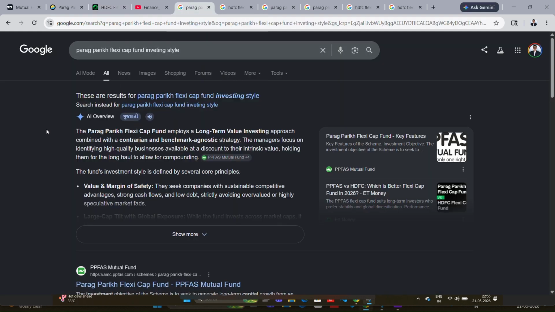That is, what is the investing style of the fund that we are investing in. For example, Parag Parikh Flexi Cap uses the value-based investing style. There are majorly three investing styles: value based, momentum based, and growth based. Value-based investing means that if good companies are available at a reasonable or lower valuation, the fund buys them and waits for the long term, so that if the company is good, we will get profit. That is the mindset of the Parag Parikh Flexi Cap Fund.